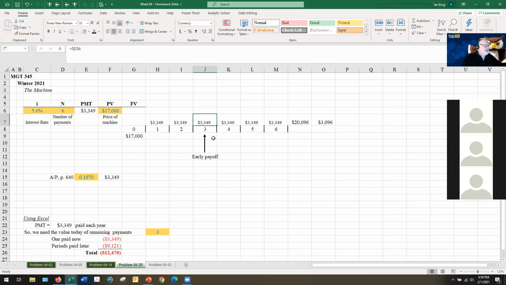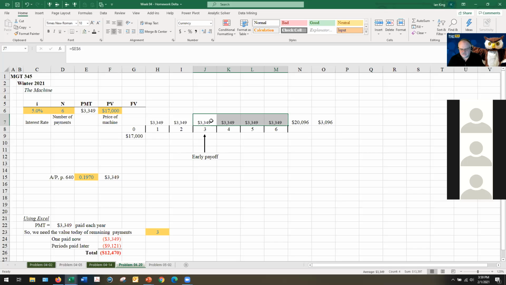But think about it backwards. If you agreed to pay $3,349 for 4 years at 5%, the present value of that would be $12,470. Actually, this is how loan sharks work. When you borrow money from a loan shark, your first payment is made at the time of taking the loan. This is a loan where interest starts immediately, and your payments are due immediately.